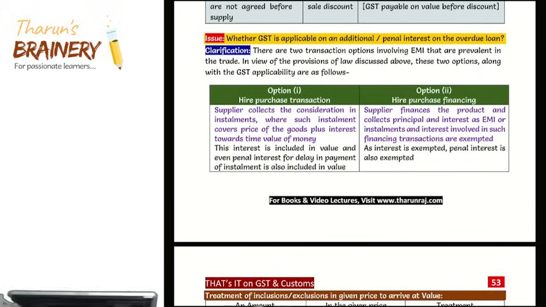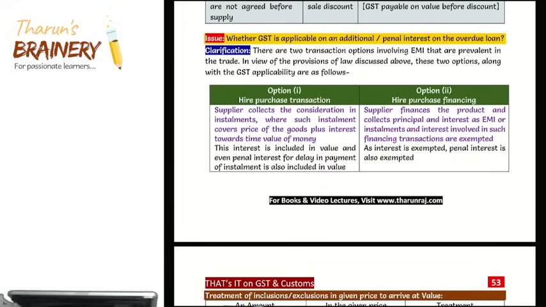Then the second branch, interest on account of delay in receipt of consideration. So what is the treatment of this interest on account of delay in receipt of consideration? It will be taxable, but wait.